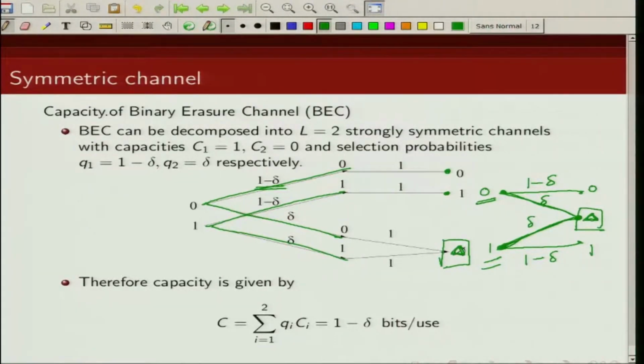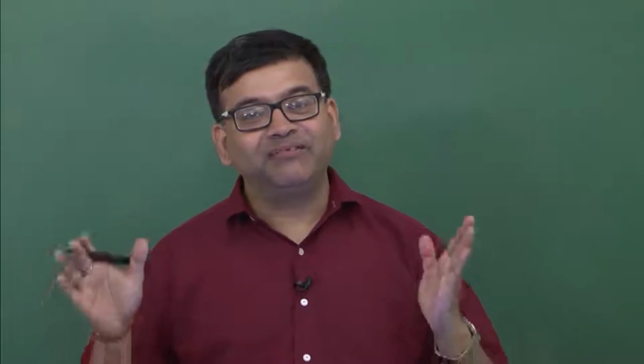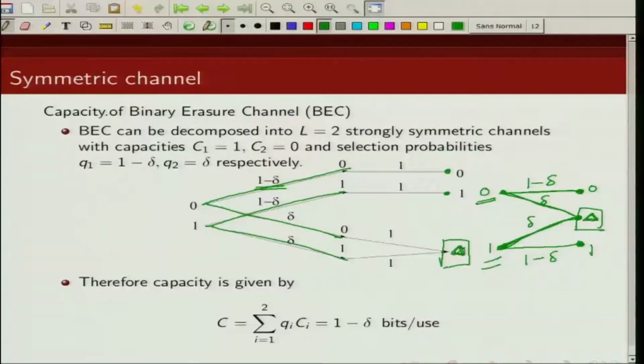So whether you consider this input or this input, both have the same dispersion. And similarly for this particular channel, which consists of output symbols 0 and 1, I can reach 0 with probability 1 minus delta, and from the other input with probability 0. Similarly, I can reach 1 with probability 0 from here and 1 minus delta from the other. So they have the same dispersion. That means I can find out the selection probability. I will select the channel consisting of 0 and 1 with probability 1 minus delta, and I will select the channel which has the erase state with probability delta.